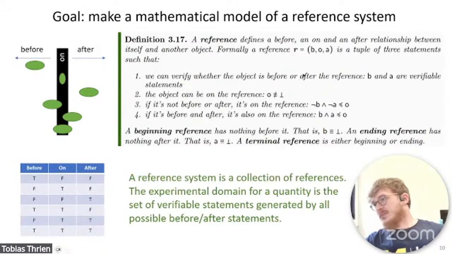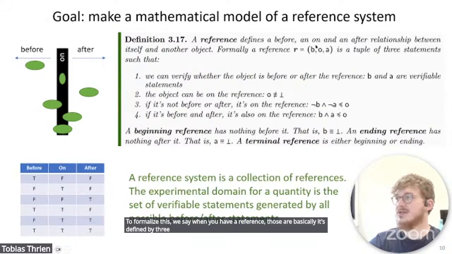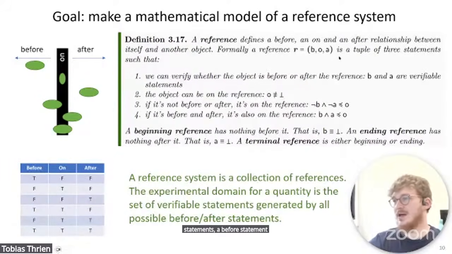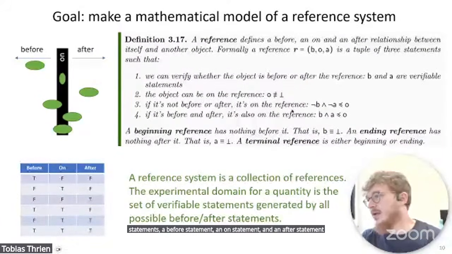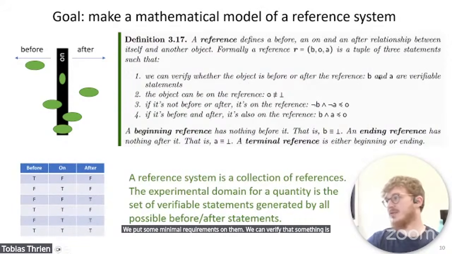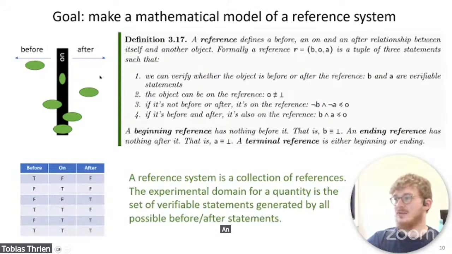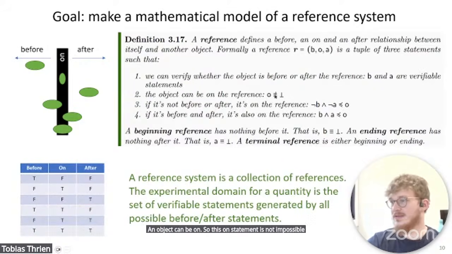So to formalize this, when you have a reference, it's defined by three statements: a before statement, an on statement, and an after statement. And then we put some minimal requirements on them. We can verify that something is before or after the reference, so B and A are verifiable statements. An object can be on, so this on statement is not impossible. That's what this means.